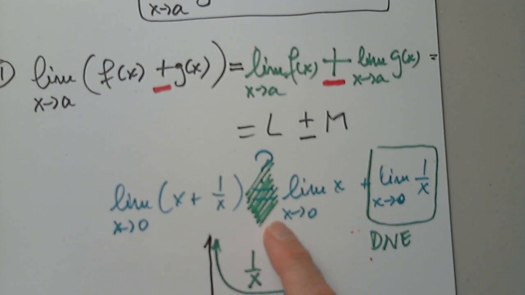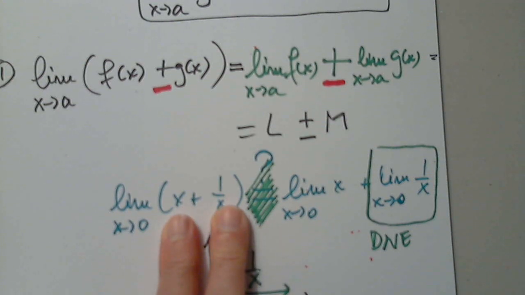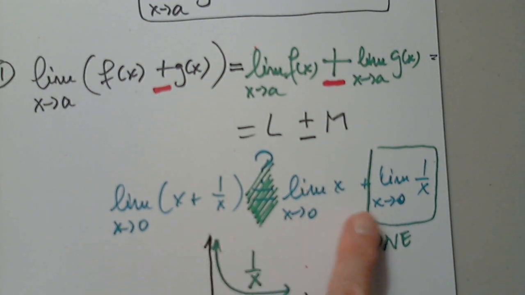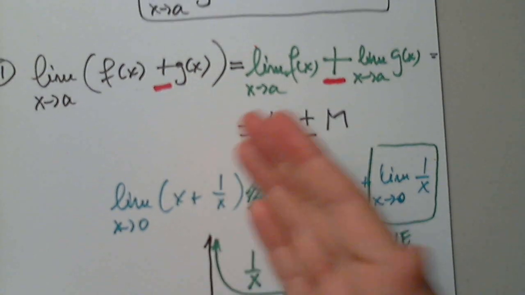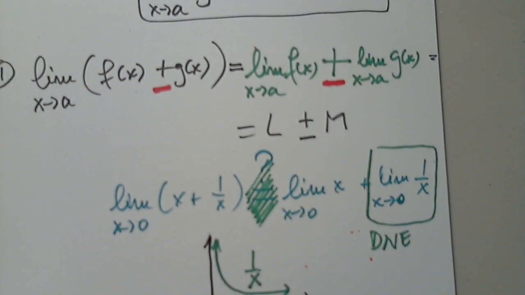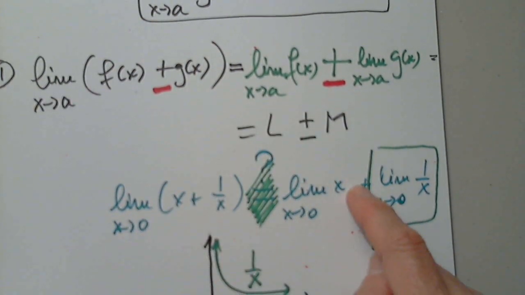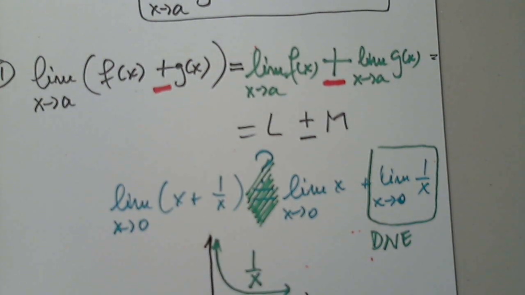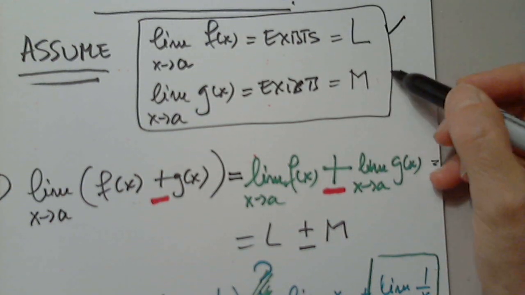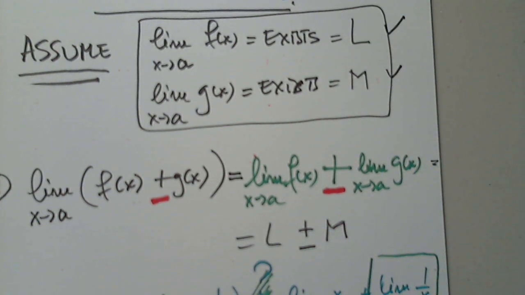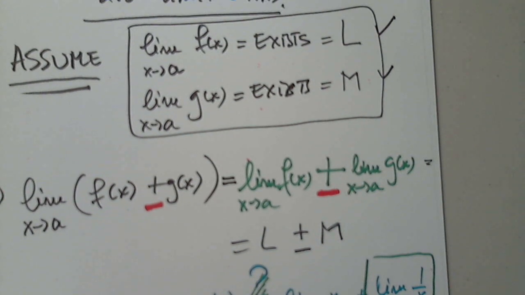We can use the limit law only if both limits exist. This one is 0, but this one does not exist. So I cannot break the limit from here. They are not the same. I cannot apply the limit law and say that the limit of the sum is the sum of the limits. It doesn't work because this one does not exist. The requirement is that both exist, and one of them does not. Very good. Moving on to the second one.